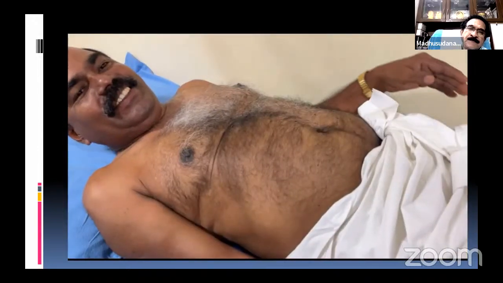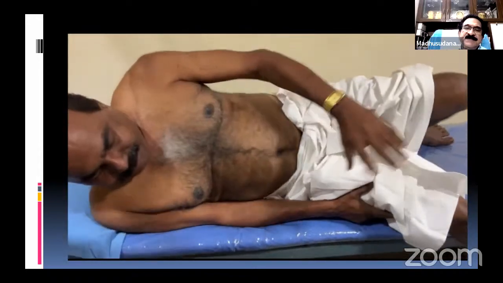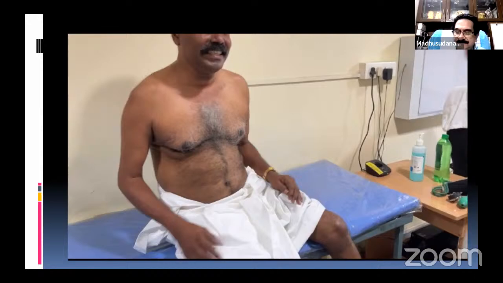That's how he gets up. You cannot get up from the straight supine position. He has to return to the side and get up.